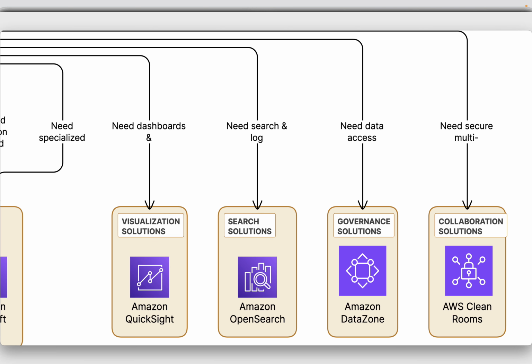Next, we have all these services. Visualization solutions are needed if you want dashboards and some kind of analytics. Then we have Amazon OpenSearch, which is falling under search solution, if you need search and logging capabilities, like if you want to analyze your logs and all. The governance solution is Amazon DataZone, if you need data access and to create data access rules. And lastly, collaboration solutions and services, AWS Clean Rooms, if you need secure multi-party access.